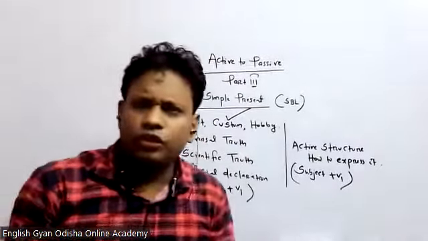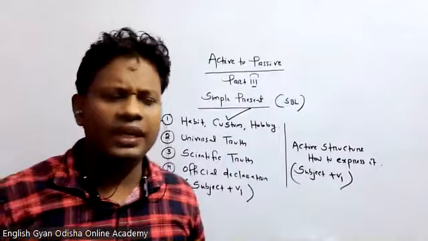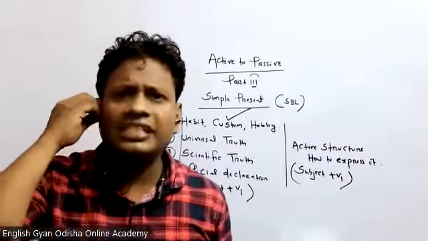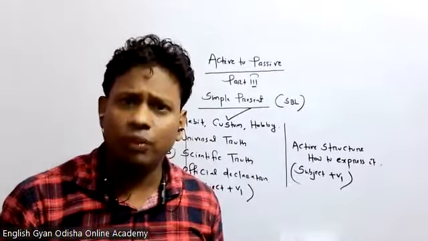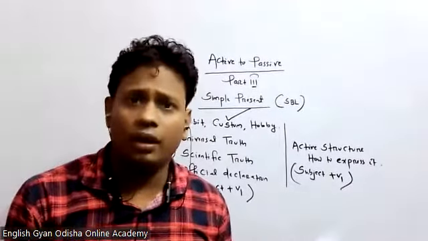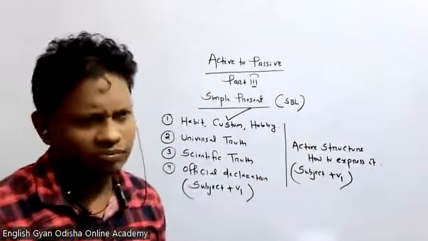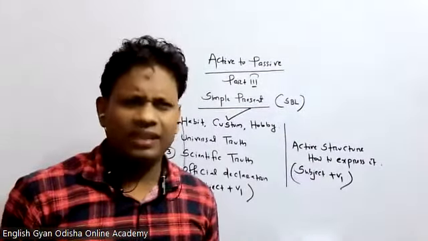Universal truth: the sun rises in the east. No need of anything. The sun rises in the east, it sets in the west. This is called a universal truth, right? So no need of going from active to passive. So we are not going for that.